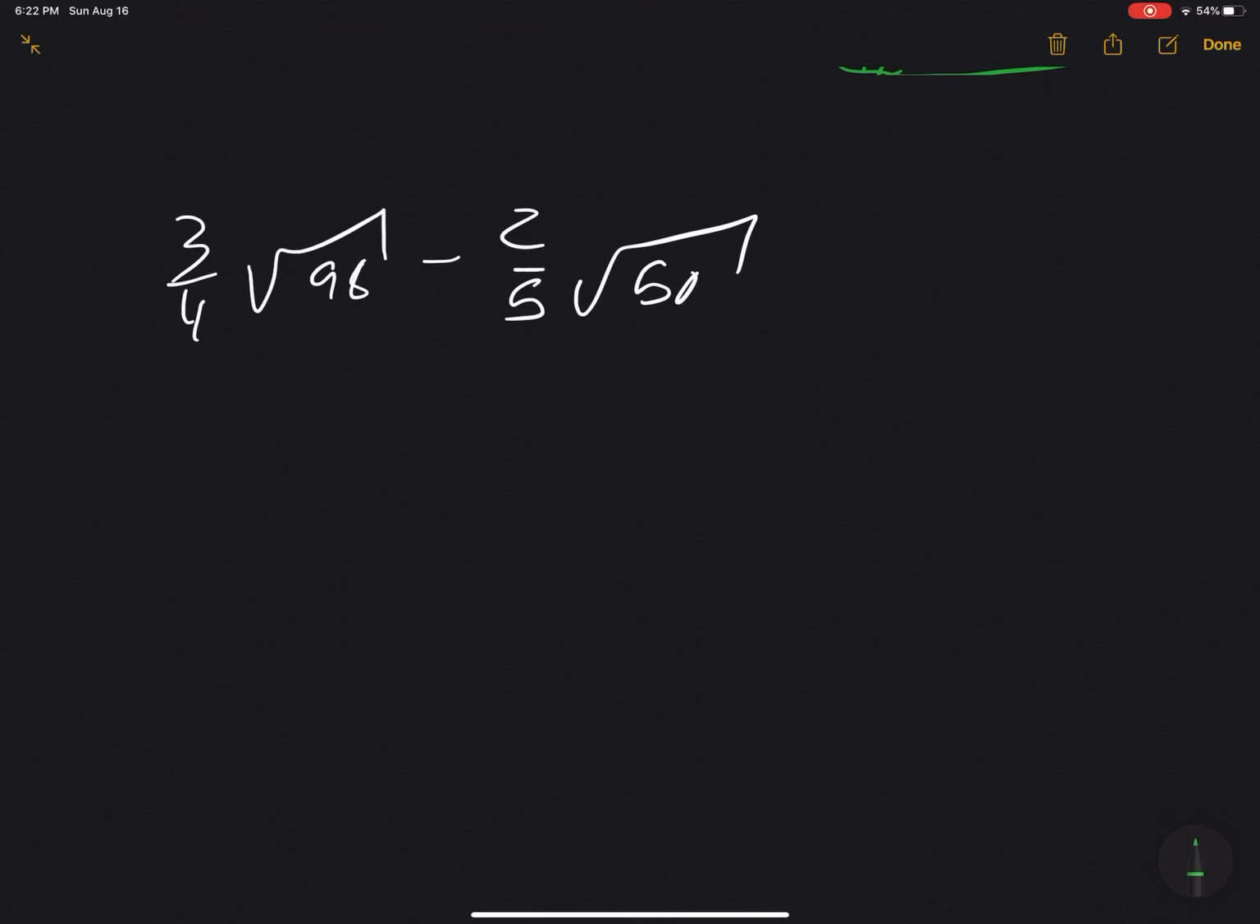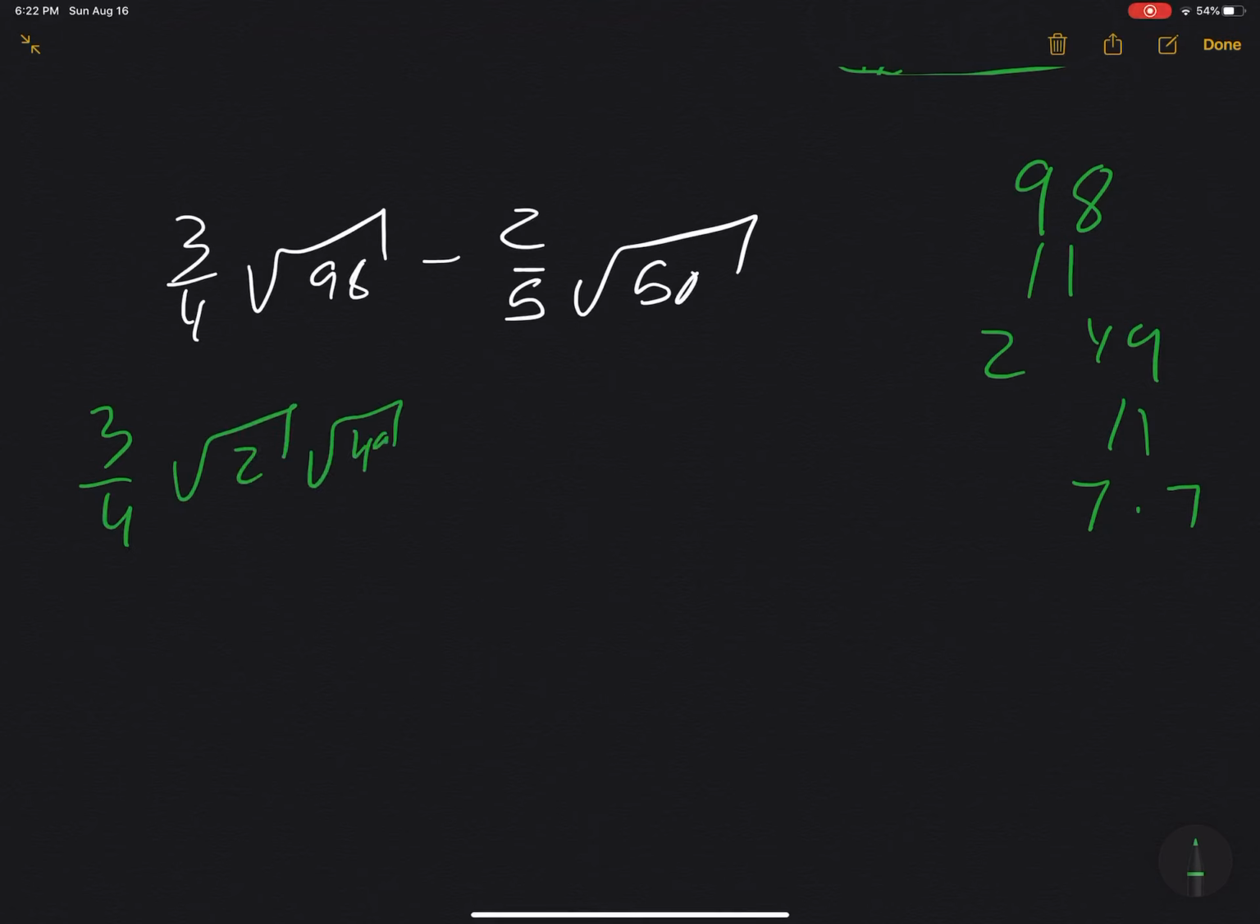Take a minute and try this one on your own. This one's a little harder because I don't immediately see what perfect square I can pull out of 98. So let's just look at it. 98 is 2 times 45 plus 4, or 49. And I immediately see 49 is 7 times 7. So this becomes 3/4 root 2 root 49, which is 3/4 times 7 root 2, which is 21 over 4 root 2.